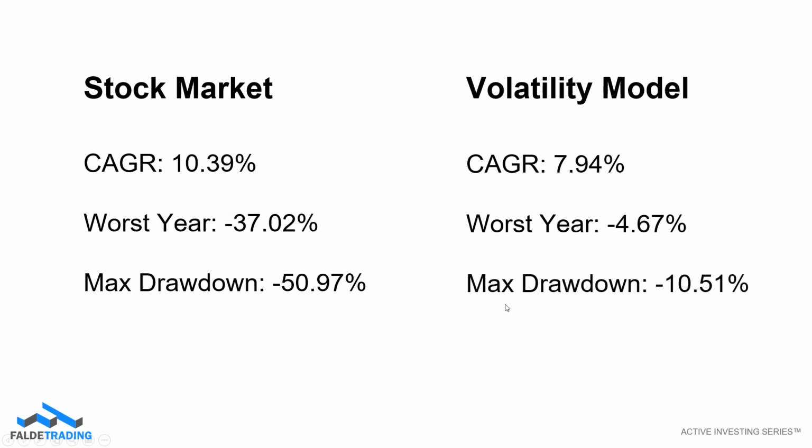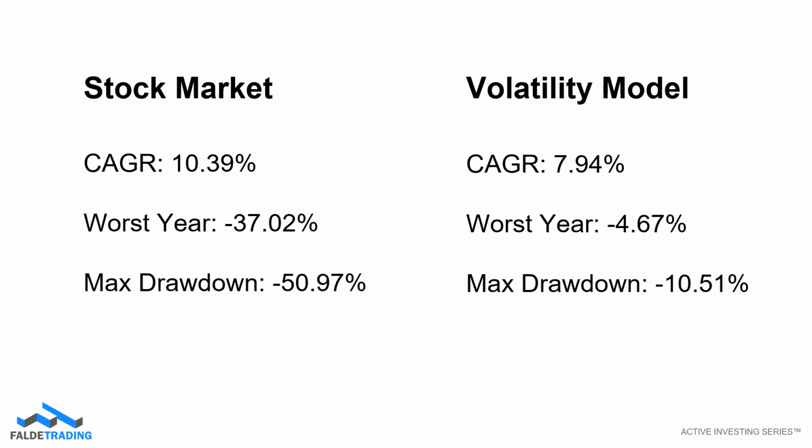And the max peak to trough drawdown. So the highest value that you ever saw things drawn down to the lowest amount before it recovers and moves back on. That's called a max drawdown. 10.51%. About a fifth of the total peak to trough drawdown risk, and an eighth of the annual realized risk of the stock market here.